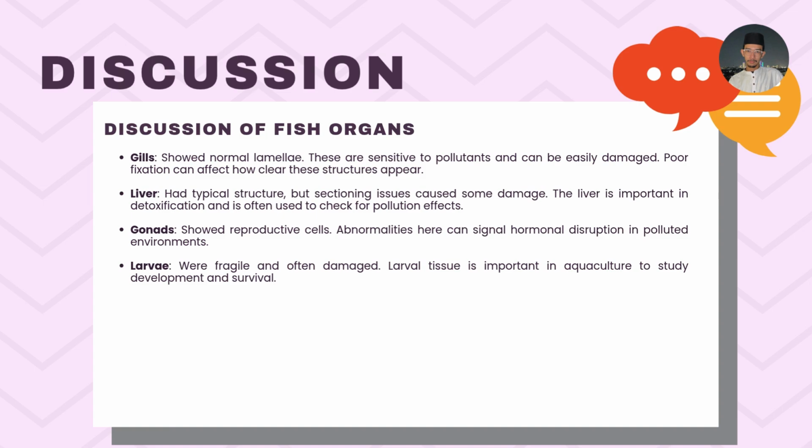And the final one is larvae. Larvae were fragile and often damaged. Larval tissue is important in aquaculture to study development and survival.